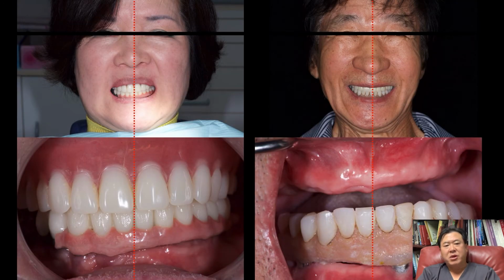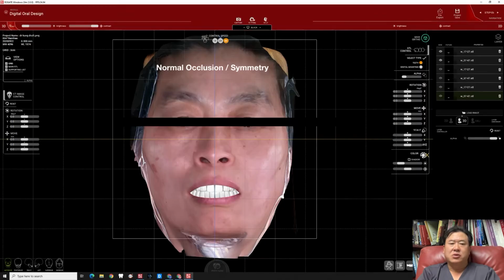Occlusal canting. In undertaking full mouth reconstruction, we have to be very careful about midline and symmetry, occlusal plane, and three-dimensional position and angulation of anterior teeth. In other words, occlusal canting. Occlusal canting may occur in all XYZ axes. Let me demonstrate it here with a virtual wax-up and 3D facial scan.